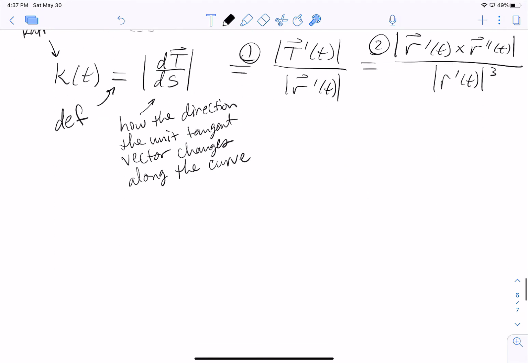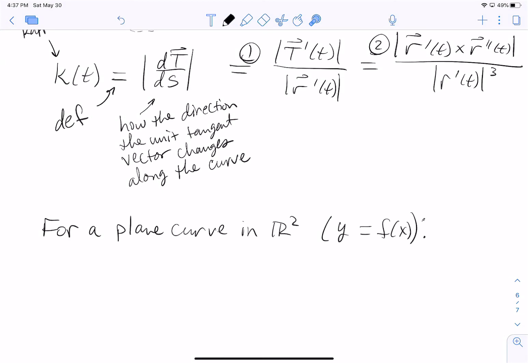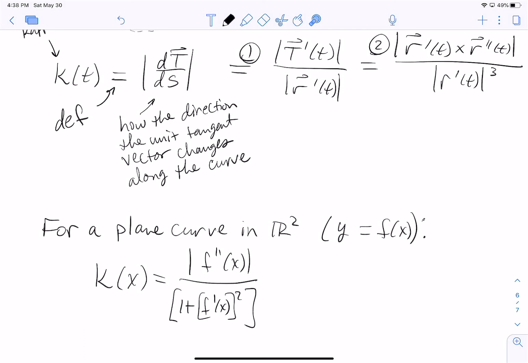The third expression applies to a special case. For a plane curve in R2, that is, if we have y as a function of x, then kappa is a function of x as well, and is equal to the absolute value of the second derivative of f divided by 1 plus f prime of x squared, the quantity to the 3/2 power. I will call that expression number 3.